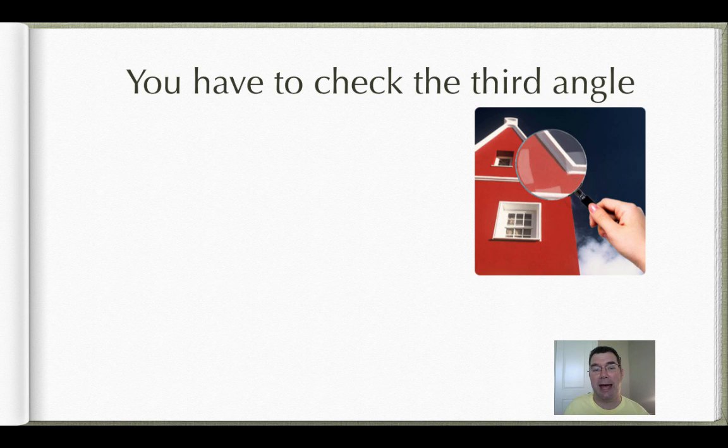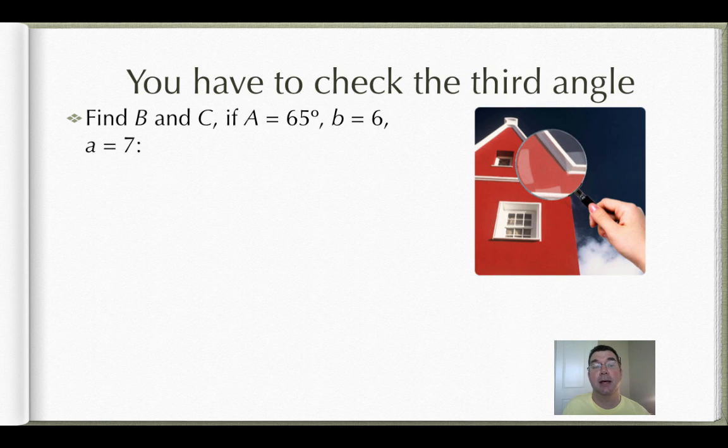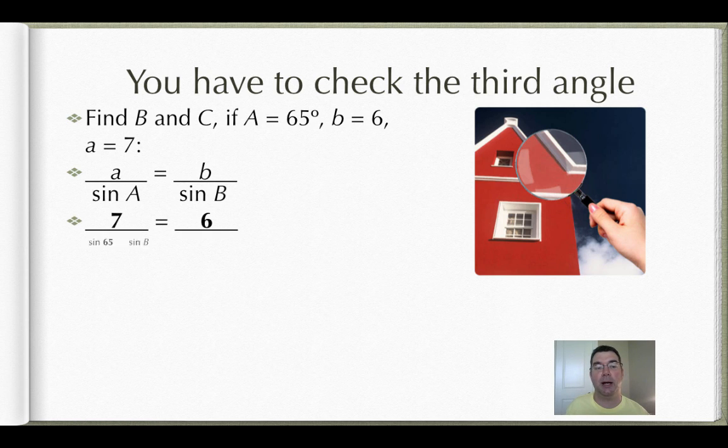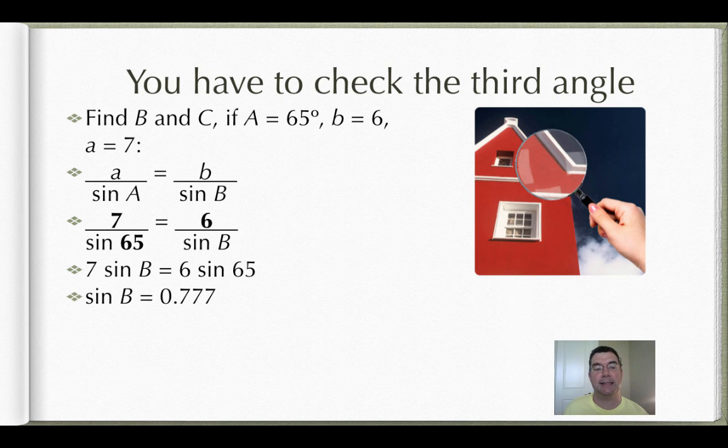But remember, you have to check the third angle, and I'm going to give you an example of why you have to do that. Again, I'm asked to find angle B and angle C if I know that angle A is 65 degrees now, b is 6, and a is 7. Sine law again, a over sine A equals b over sine B. Plug in what I know, so 7 over the sine of 65 equals 6 over the sine of B. Cross multiply, and I get that 7 times the sine of B equals 6 times the sine of 65. Solve for sine B, and I get the sine of B is 0.777.